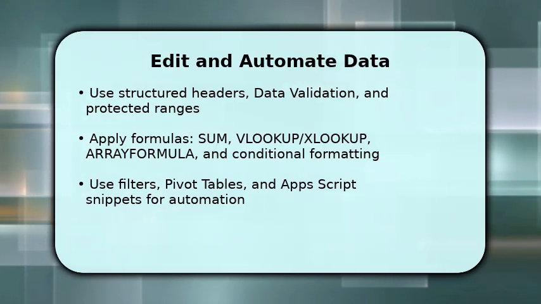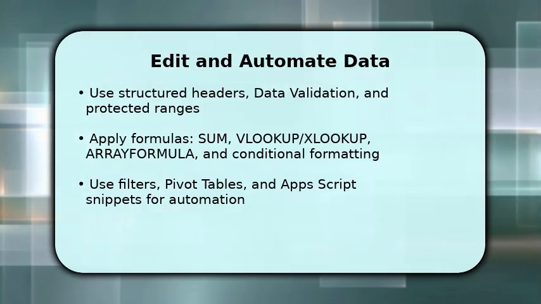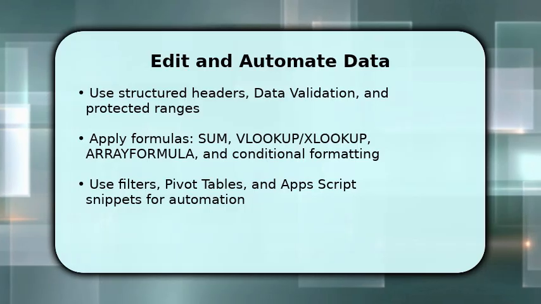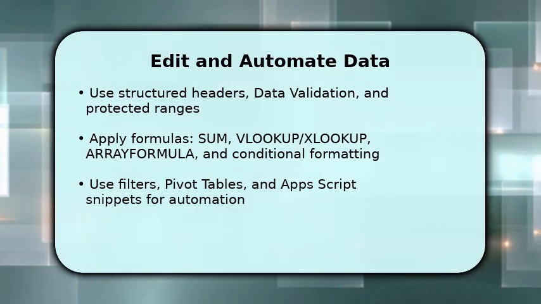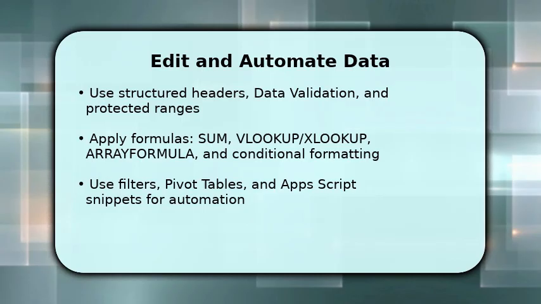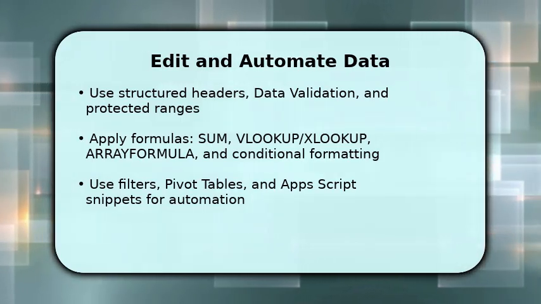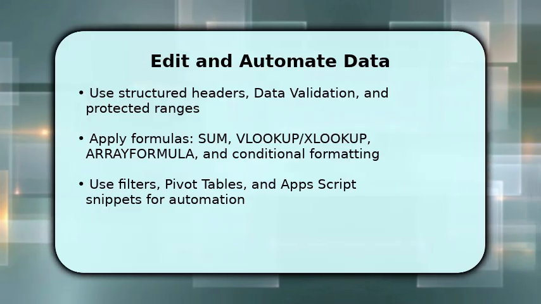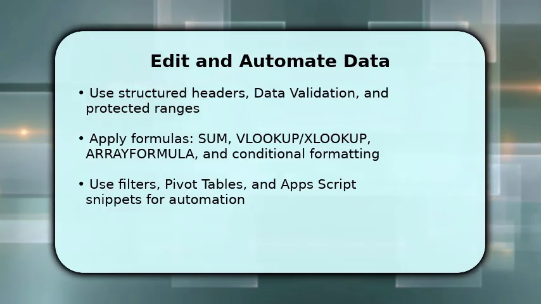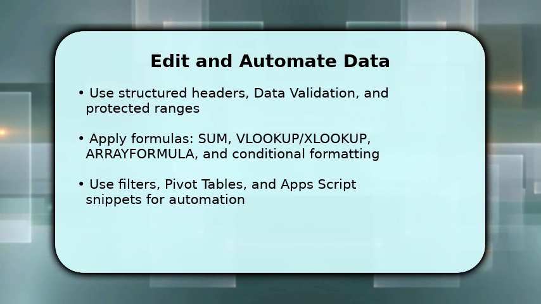Set conditional formatting to highlight outliers and create filters or a pivot table to summarize. If repeated steps persist, write a small app script or use macros to automate them. Make sure to test formulas on sample rows so results scale correctly. You finish by validating the sheet and sharing it correctly.